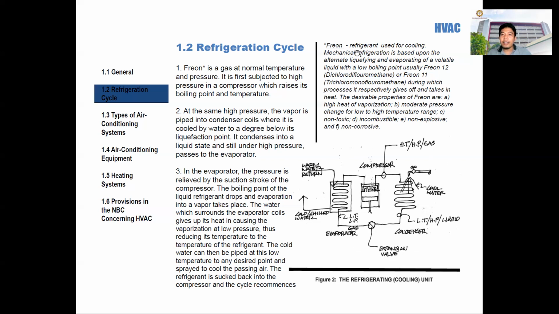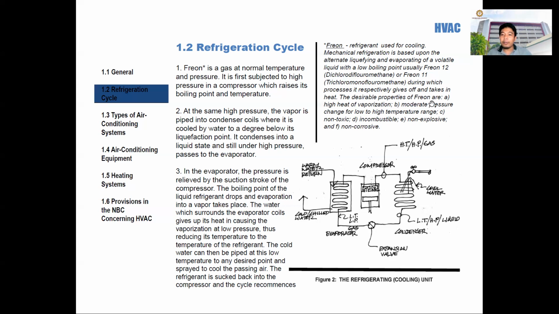So Freon is a refrigerant used for cooling. Mechanical refrigeration is based upon the alternate liquefying and evaporating of a volatile liquid with a low boiling point, usually Freon 12, that is dichlorodifluoromethane, or Freon 11, that is trichloromonofluoromethane. During these processes it respectively gives off and takes in heat.